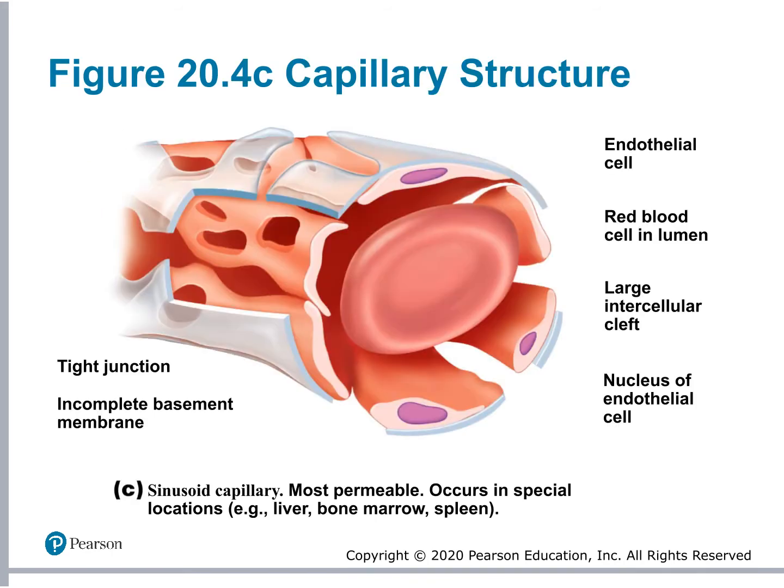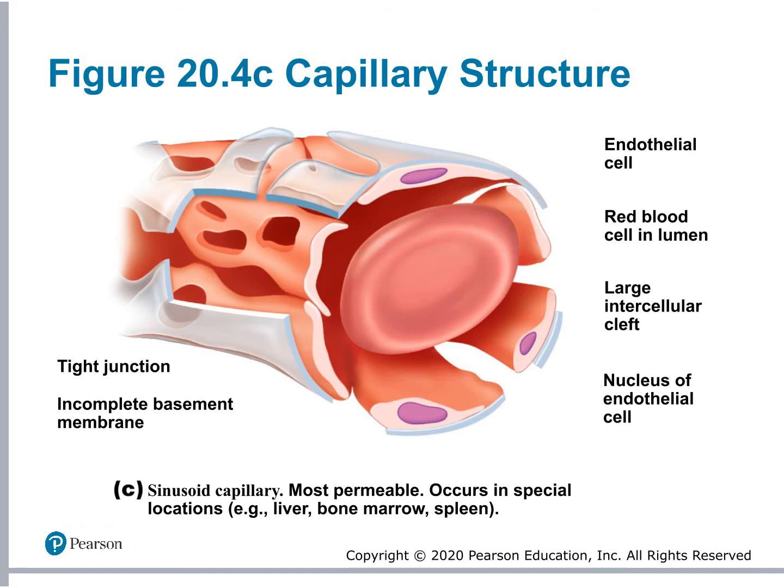And now we have sinusoids. Sinusoids are the most permeable of all the capillaries. So we had continuous capillaries, which were the least permeable. Then we have fenestrated capillaries, and now we have sinusoids. And sinusoids have gigantic intercellular clefts compared to the others. They are a lot larger than they are in the fenestrated capillaries. And they have large holes inside of the cell, so there are large fenestrations.